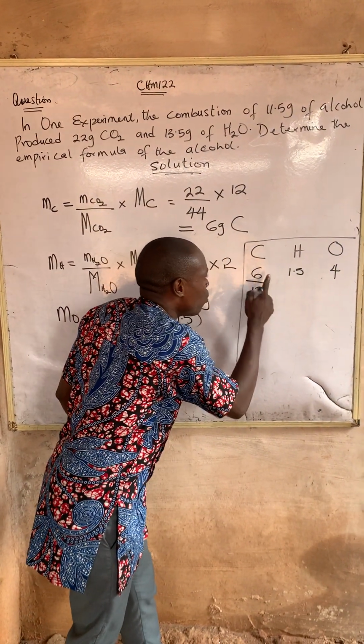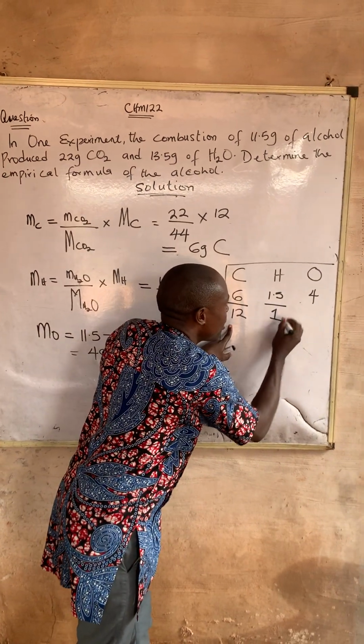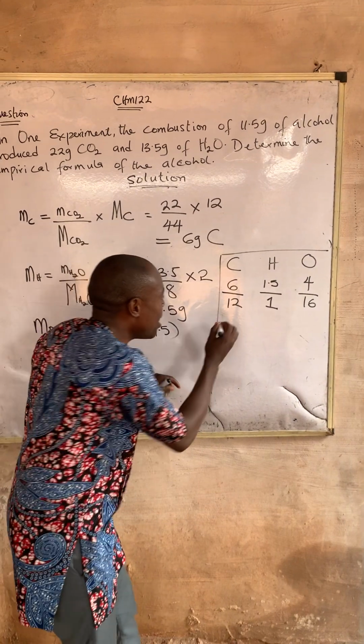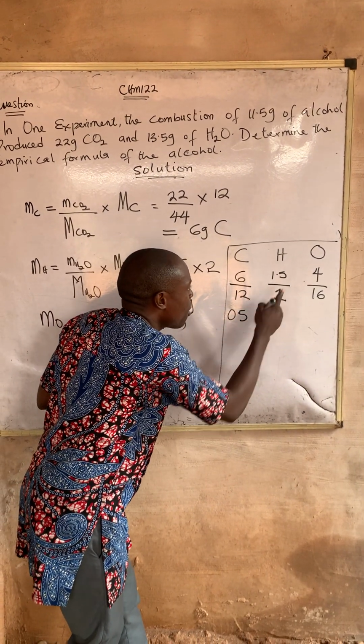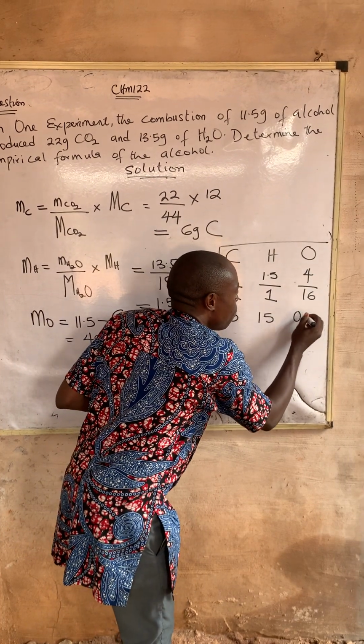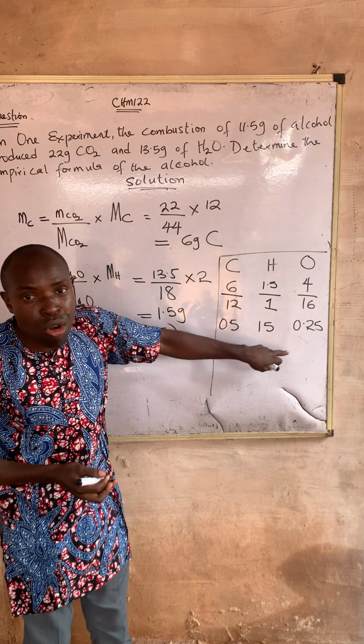Now the molar mass of carbon is 12, meaning we have to divide the mass over the molar mass. Here 1 is 1, here 16 is what now? Now when you divide, here is 0.5, here is 1.5, here is 0.25. Of course, these are the mole ratio.